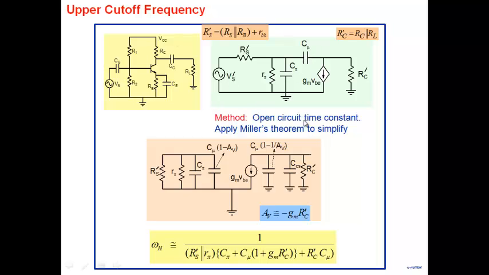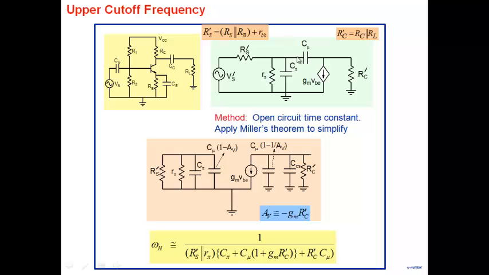The method is one of open circuit time constants. Take one capacitor at a time, open circuit the other one, find the equivalent resistance, find the time constant, sum the time constants, and you get the value of the upper cutoff frequency here.